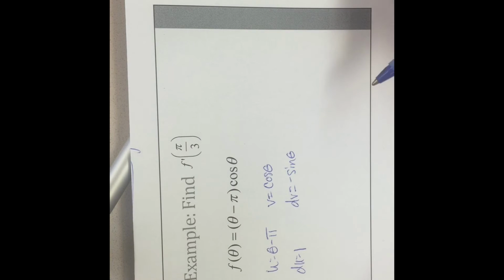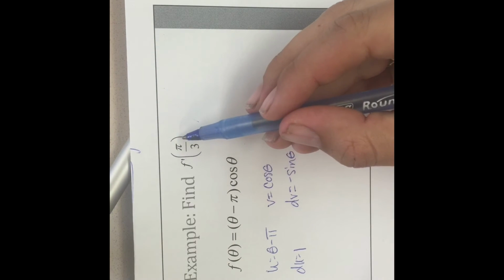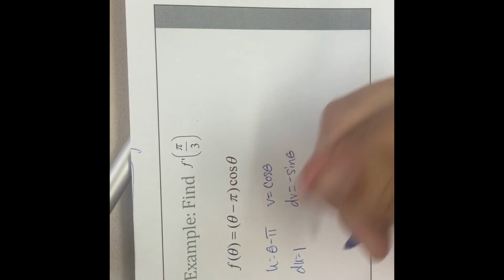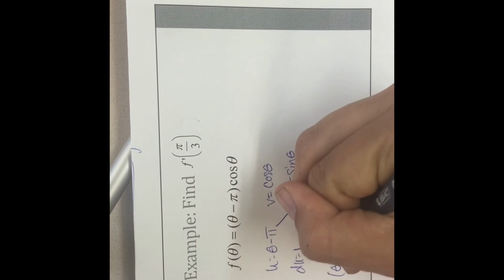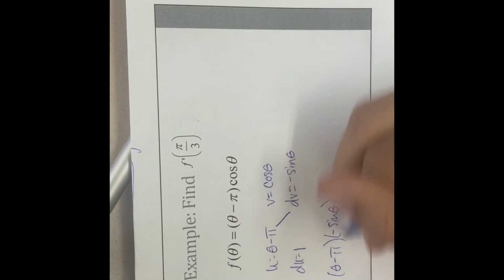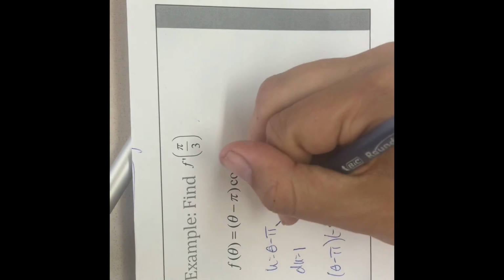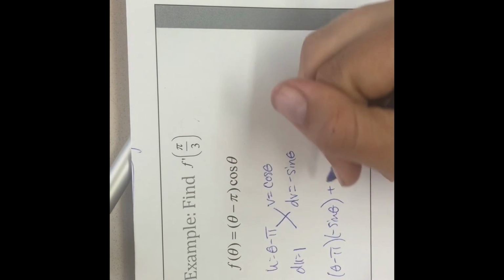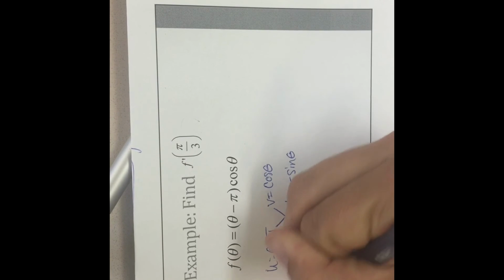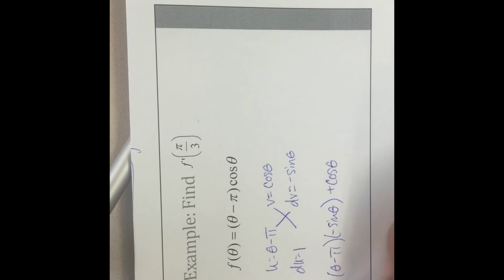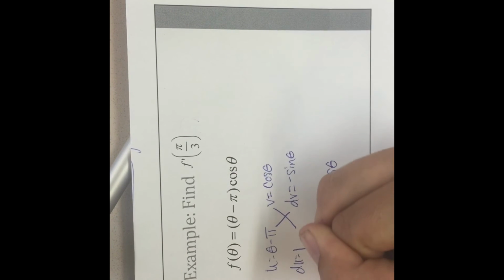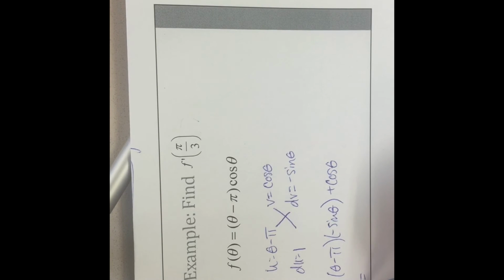Okay? Now, there are two different ways to approach this specific problem. I'm going to do what tends to be the most intuitive way first. So I'm going to do out the product rule, u dv, so theta minus pi times negative sine theta. You could use parentheses there or just a multiplication sign, plus v du, cosine times 1 is cosine theta. All right, so this is f prime of theta. But I don't want f prime of theta, I want f prime of pi over 3. So now, instead of evaluating at theta, I'm going to evaluate it at pi over 3.